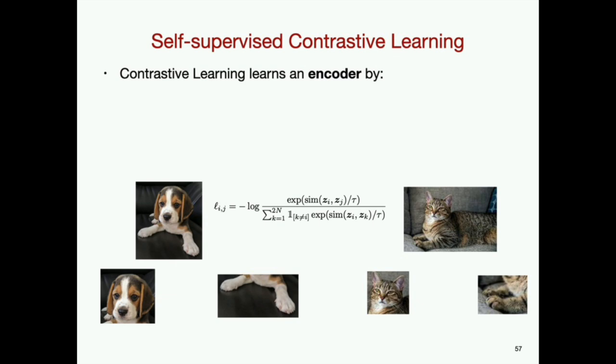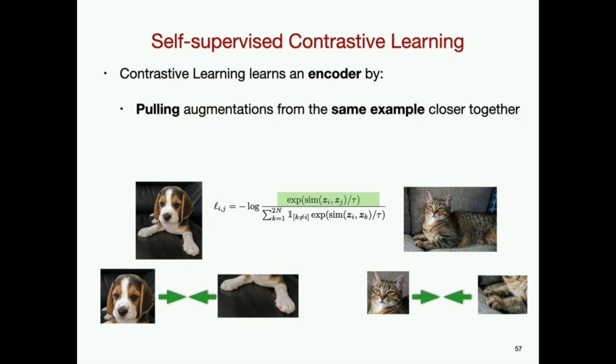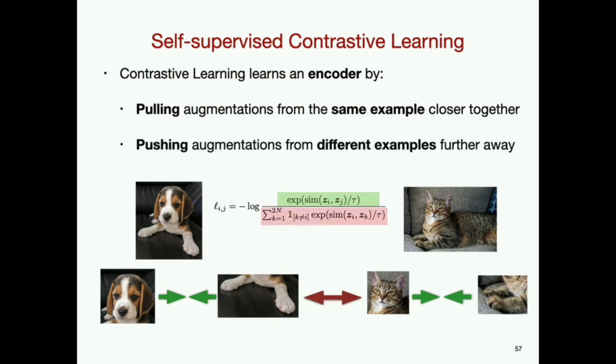Cool. So the way self-supervised contrastive learning works is that our goal is to learn an image encoder. And we do so by pulling augmentations from the same example closer together. And that's what the numerator does. And pushing augmentations from different examples further away. And that's what the denominator does.